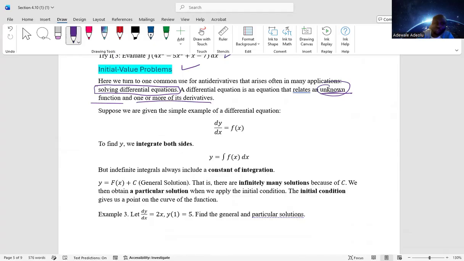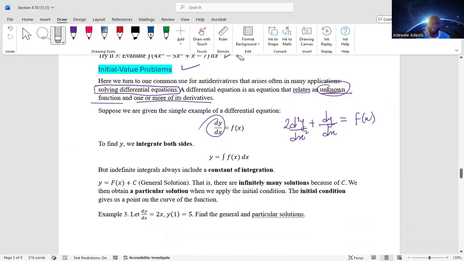For example, suppose we are given this simple example of a differential equation, dy dx equals f of x. That is our function, f of x. Now we relate it to its derivative. It is also possible that we relate it to its higher order derivative. We can do that. So that is what we are saying. We say it is a differential equation.